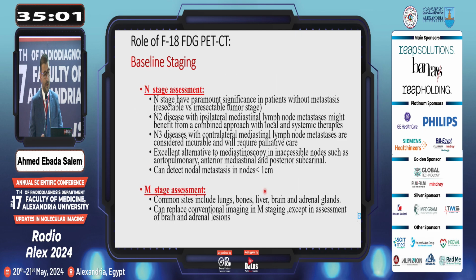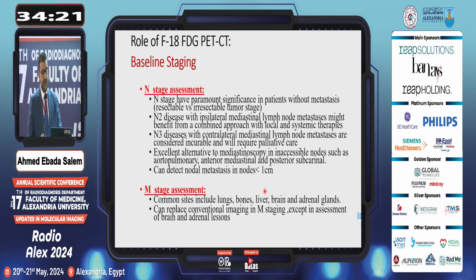As regards N staging, as we said, it has paramount significance in patients without any metastatic disease. N2 disease is still considered to be surgically resectable compared to N3 stage disease. Patients who undergo mediastinoscopy will usually have blind spots within the aortopulmonary and anterior mediastinal, as well as the posterior subcarinal nodal stations. So surgeons will rely heavily on PET-CT findings for evaluation of these lymph nodes. PET-CT can also detect nodal metastasis in any lymph node less than 1 centimeter.